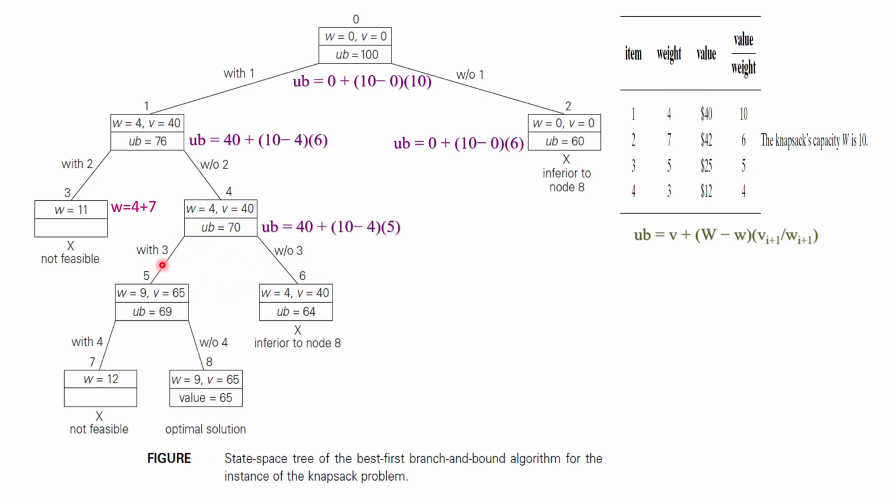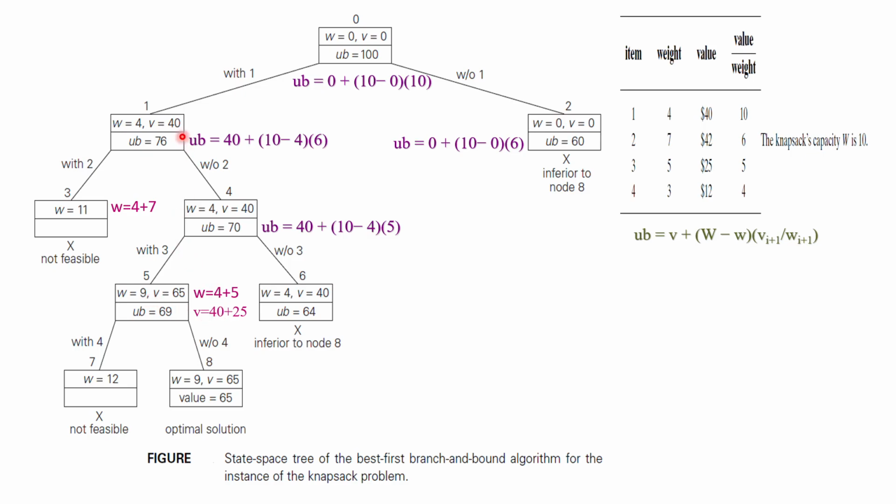With 3 means what? Once again I am including the third item now. If I include the third item, meaning, now I am placing that item, third item, into the bag. So what is the weight of the third item? It is 5 here. And already one item you have placed, which item it is? 4, the first item. So if I include this one, 4 plus 5, now W becomes 9 here.